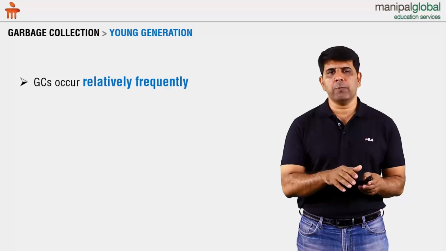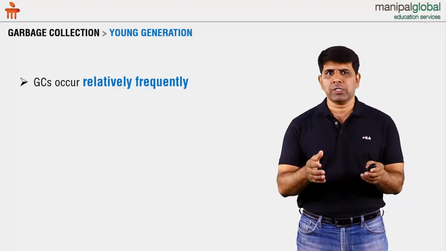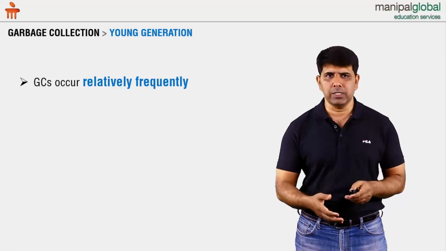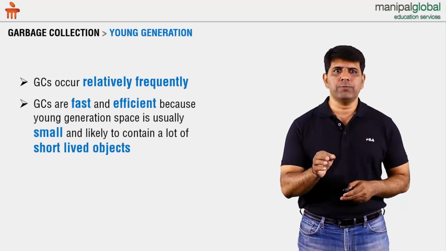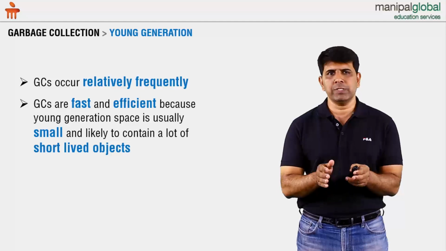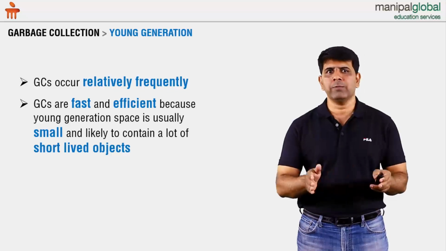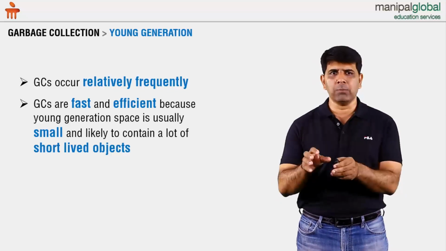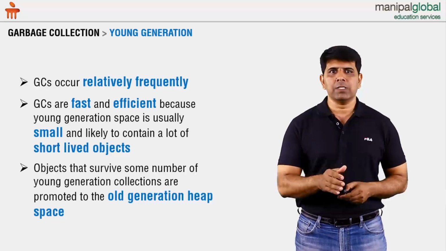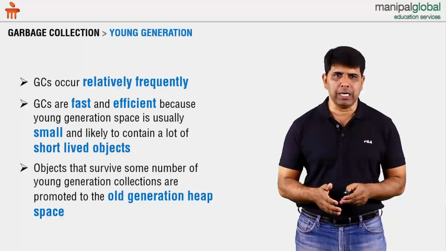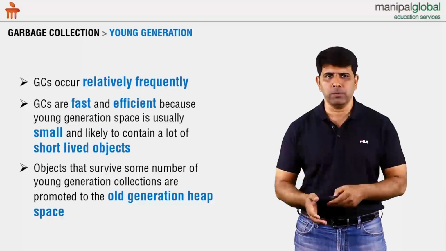Now GC or garbage collections occur relatively frequently. That means the garbage collection in this generation is faster, and it's smaller in terms of time. So GCs are fast and efficient because young generation space is usually small compared to that of the old generation. And they likely contain a lot of short-lived or dead objects, so the amount of real objects that it has to collect is less. Objects that survive some number of young generation collections will be moved on to the old generation. We call it promotion.